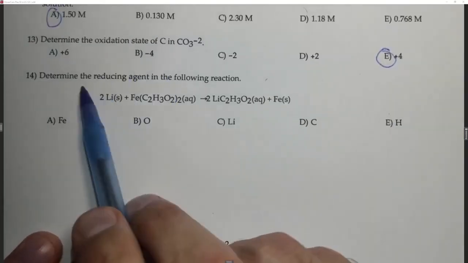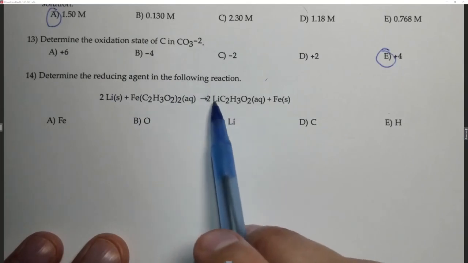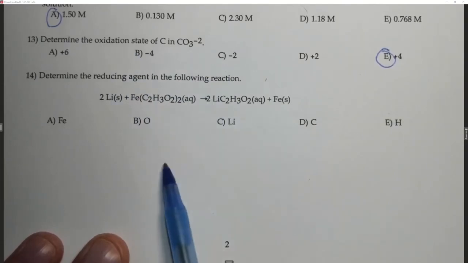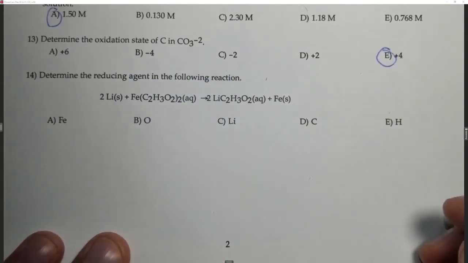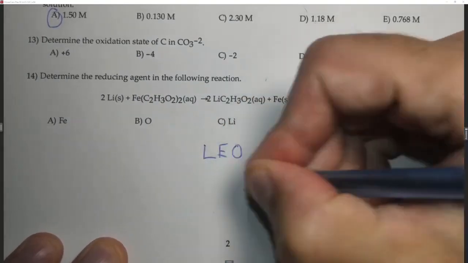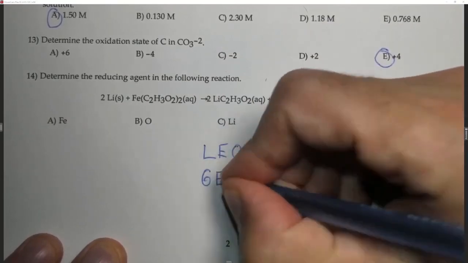Question 14 says, determine the reducing agent in the following reaction. So in question 13, we talked about oxidation state. In this case, we're going to find the reducing agent. The reducing agent is the thing that is oxidized. And you need to remember your LEO the lion says GER.